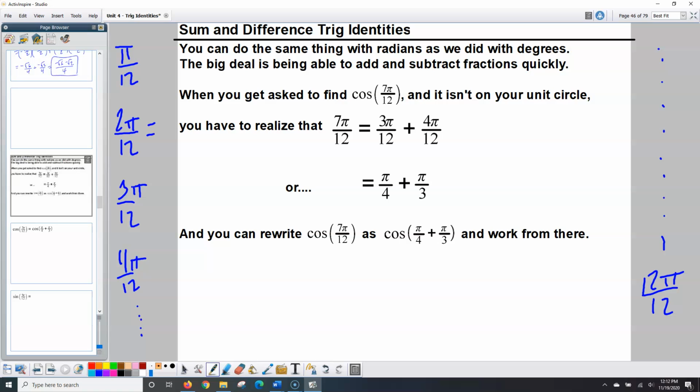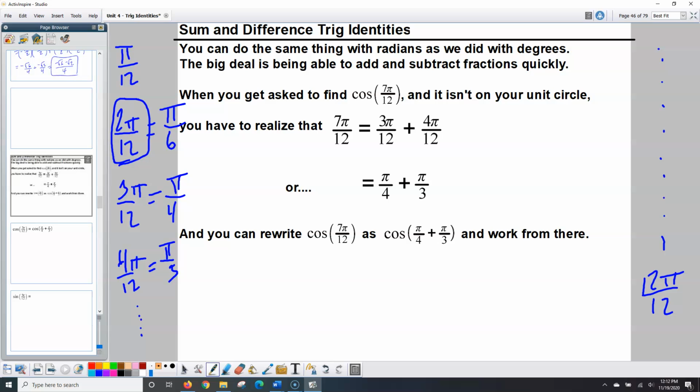2 pi over 12 can be rewritten as pi over 6. That's on my unit circle. That's going to be helpful for me. I'm going to use 2 pi over 12 at some point. 3 pi over 12, that's pi over 4 when it reduces. I'm going to use 3 pi over 12 at some point because it will reduce to something on my unit circle. It says 4 pi over 12. That's pi over 3. That reduces to something on my unit circle, so I'm going to use that at some point.